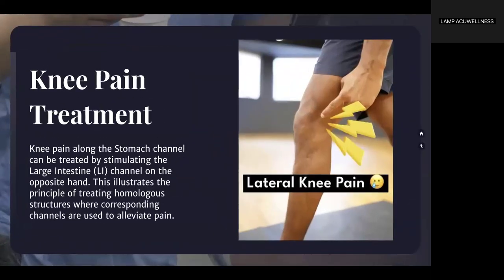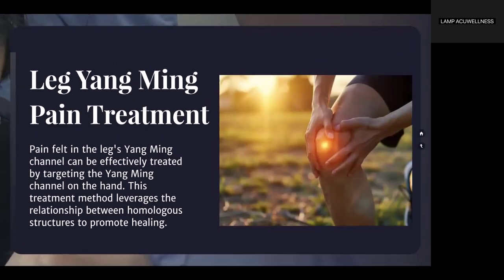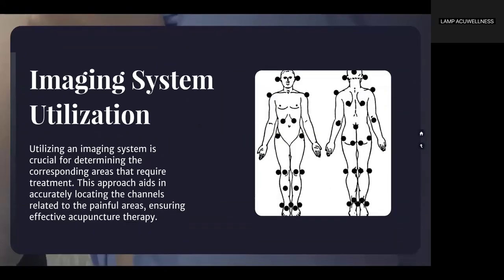Knee pain along the stomach channel can be treated by stimulating the large intestine channel on the opposite hand. This illustrates the principle of treating homologous structures, where corresponding channels are used to alleviate pain. Pain felt in the leg's Yang-Ming channel can be effectively treated by targeting the Yang-Ming channel on the hand. This treatment method leverages the relationship between homologous structures to promote healing.